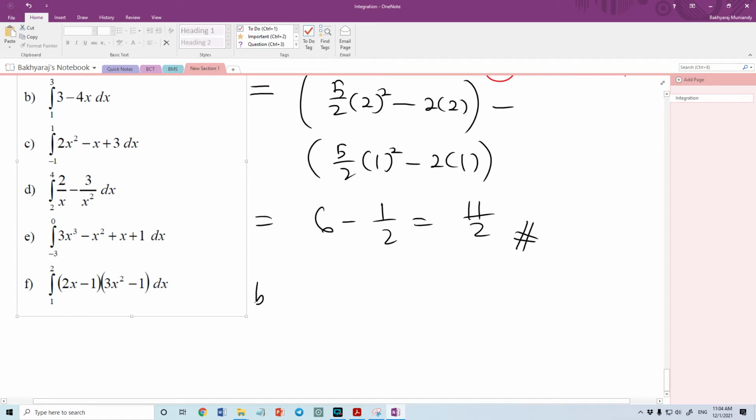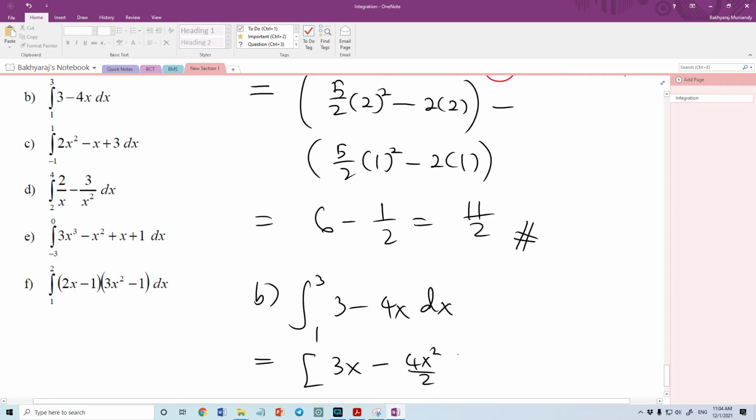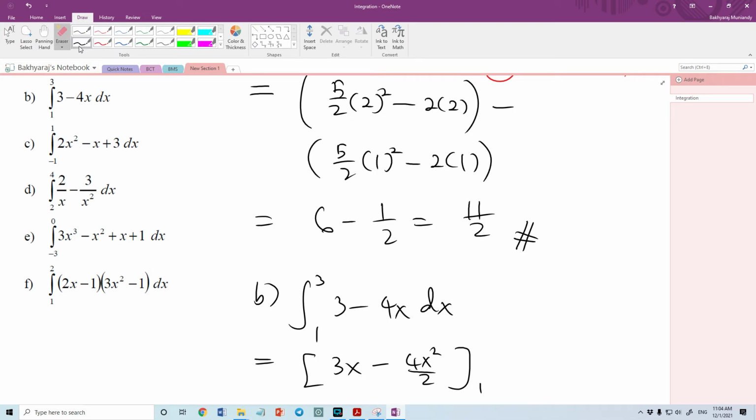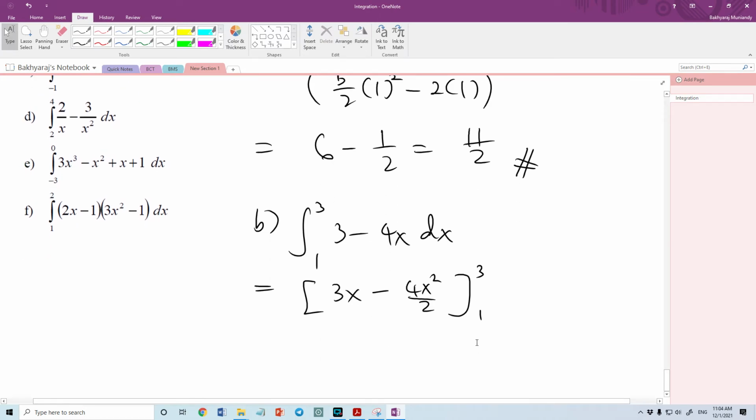So B, integrate 3 minus 4x dx, and we have limits 1 and 3 here. So integrate this, we get 3x minus 4x square over 2, close bracket, 1 to 3. I put square bracket to show that there's a limit there. Now we need to simplify. Remember, you need to simplify before you substitute. Make sure you simplify the function.